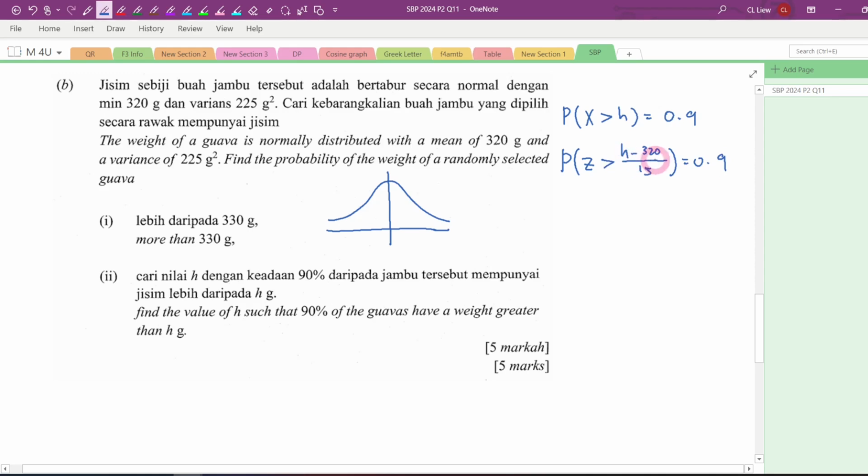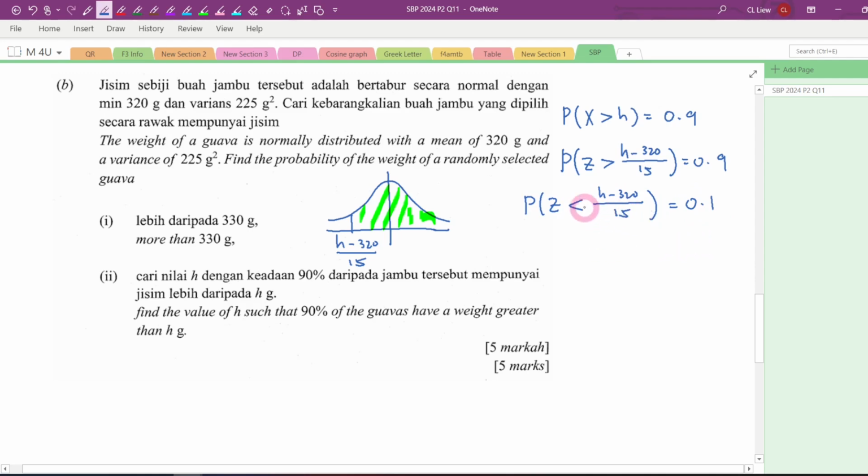Okay, so if you draw a diagram like this, since it's more than something and this is 0.9, this is 0.5, 0.5, right? So we know that this value must be somewhere on the left hand side, h minus 320 divided by 15. So the area here is 0.9. But you cannot get this 0.9 on your table. So what we need to do is, if this is 0.9, I know that here must be 0.1, right? So the probability of z less than h minus 320 divided by 15 is equal to 0.1.